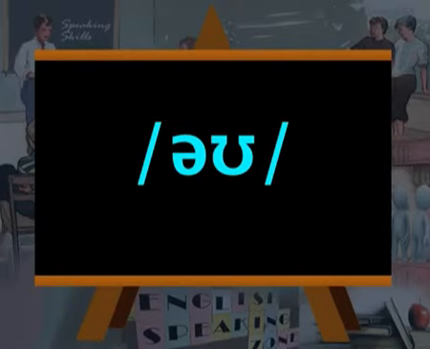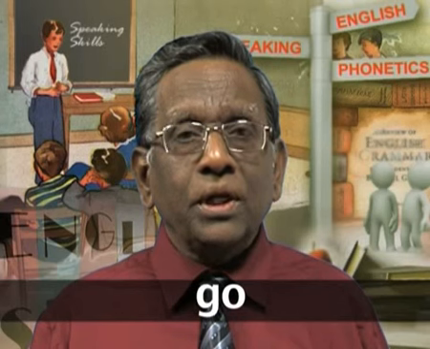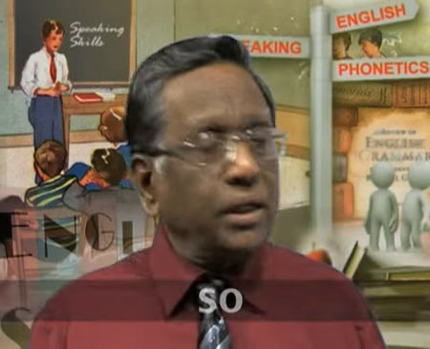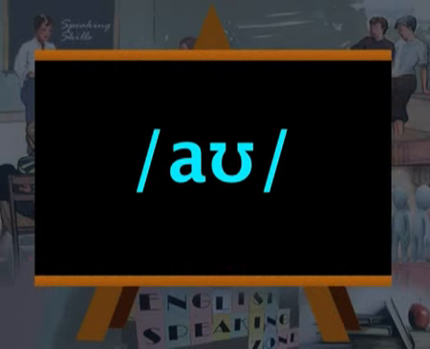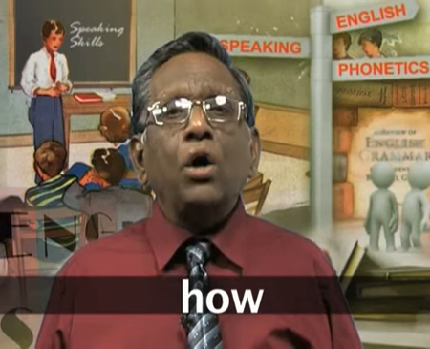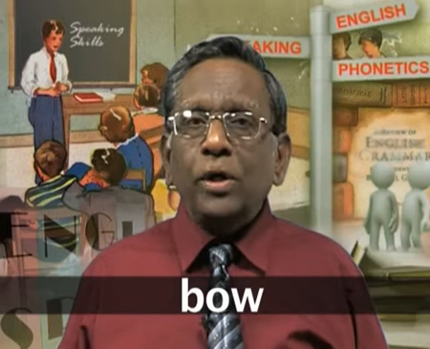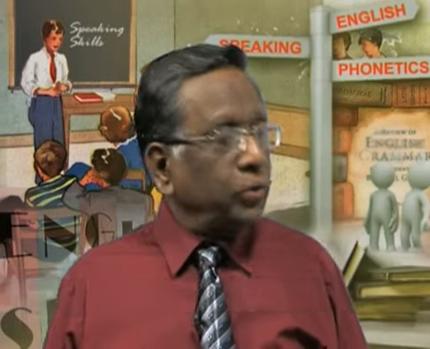And then we have a diphthong which is known as o, which you have in a word like N-O, no, G-O, go, S-O, so. So that's the diphthong o. And then we have ow, which you have in a word like H-O-W, how, C-O-W, cow, B-O-W, bow. That's the diphthong.